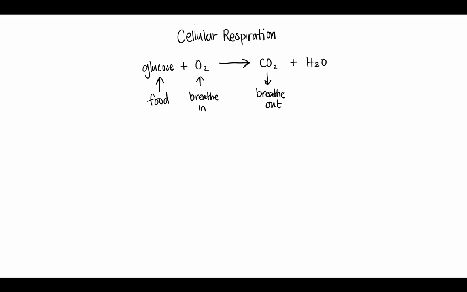Let's look at the chemical reaction for cellular respiration. First, you need glucose. This is going to come from the food that you eat and break down. Next, you need oxygen. This is going to come from the air that you breathe in. Then through the process of cellular respiration, you will get carbon dioxide. So this is a waste product that you're going to breathe out. You also get water, which of course will always help hydrate your body.